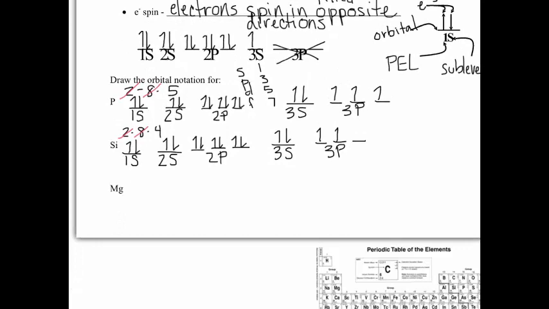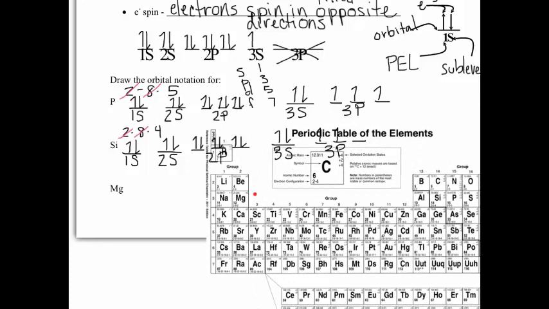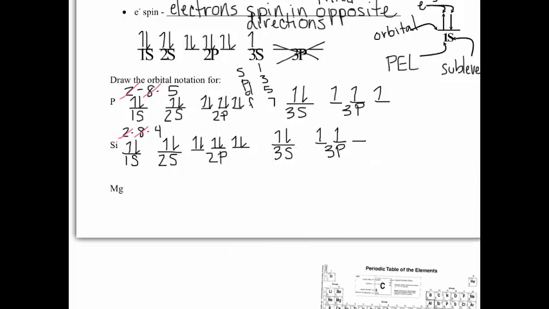We'll do one more together. Magnesium is right here, and its electron configuration is 2, 8, 2. We always start with the first, which always starts with S, which always has 1. And we can fill in 2 electrons. Done with that. On to the second, always start with S, which has 1 and can hold 2 electrons.